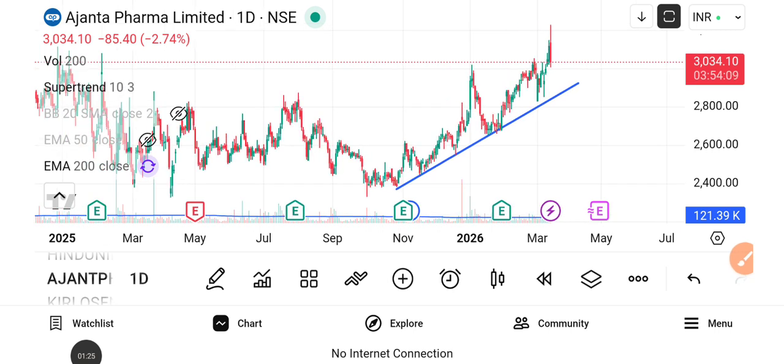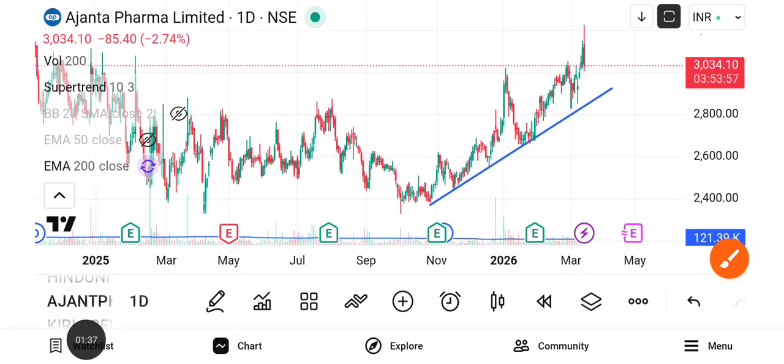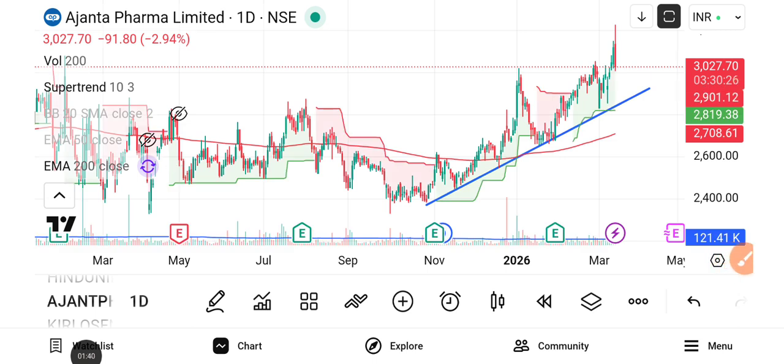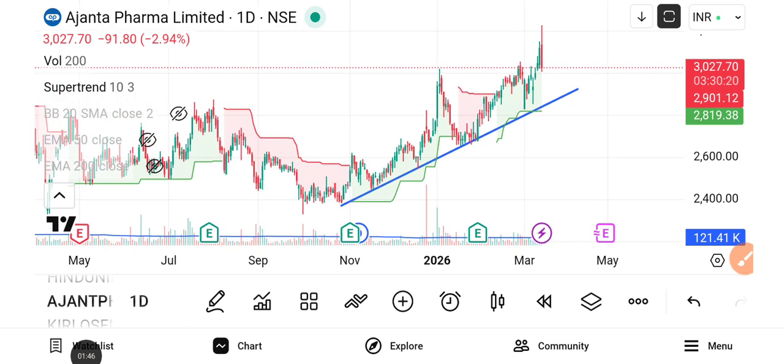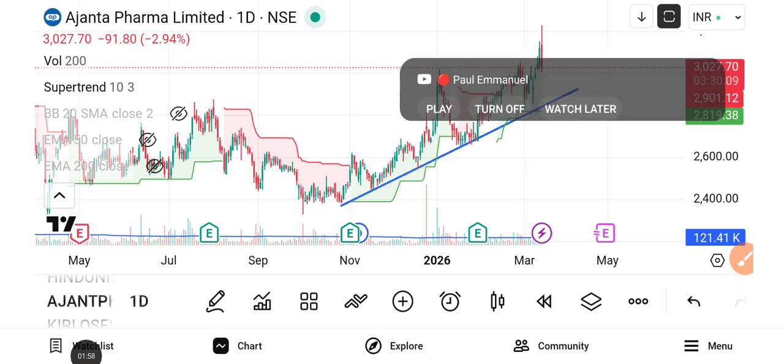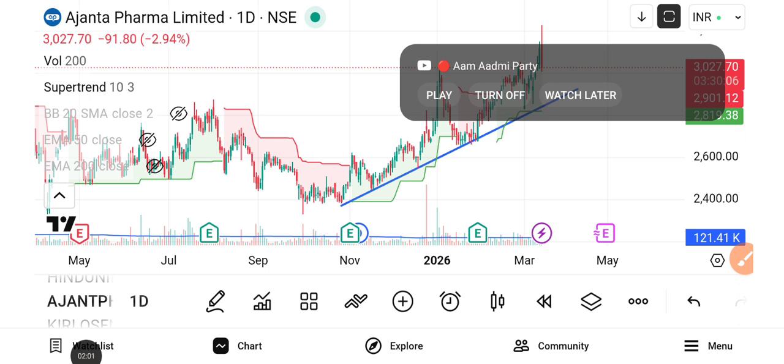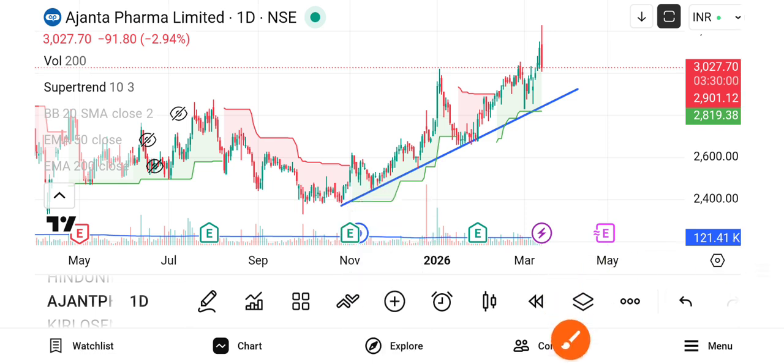Now we will see what the super trend of the stock has to say, whether the super trend is positive or negative. We see the super trend is positive. The super trend will remain positive as long as the stock is above 2819. If the stock falls below 2819, then its super trend will become negative, and moreover here you can see it is coinciding with our trend line also. The trend line is also at the same level. I am talking about this 2819.